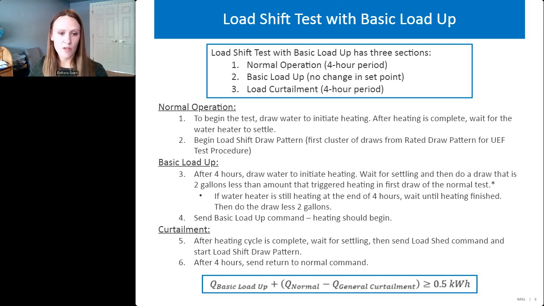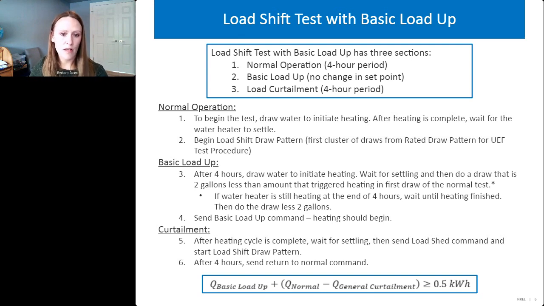So before anything starts, the water heater is left idle for 12 hours. And then before beginning the true normal operation, we do a draw to initiate heating. So this is kind of a preheating step. Once that heating is complete, we wait for the water heater to settle. And so the definition of settling is 10 minutes or the time it takes to get to the maximum tank temperature, whichever's longer. And there's definitions of how to figure out that maximum tank temperature in the test procedure. For all of the test data that you'll see here, we used a 10-minute settling time since that was the longer time for us.